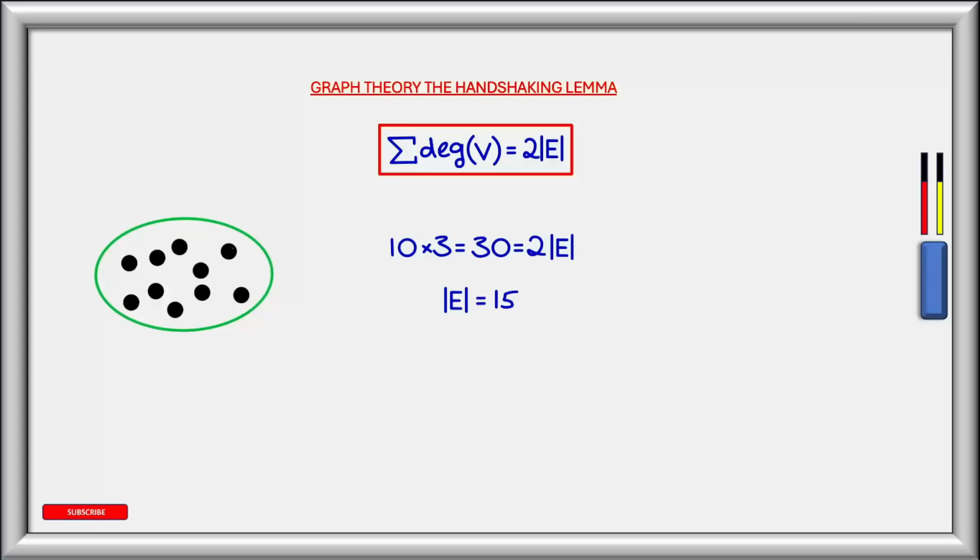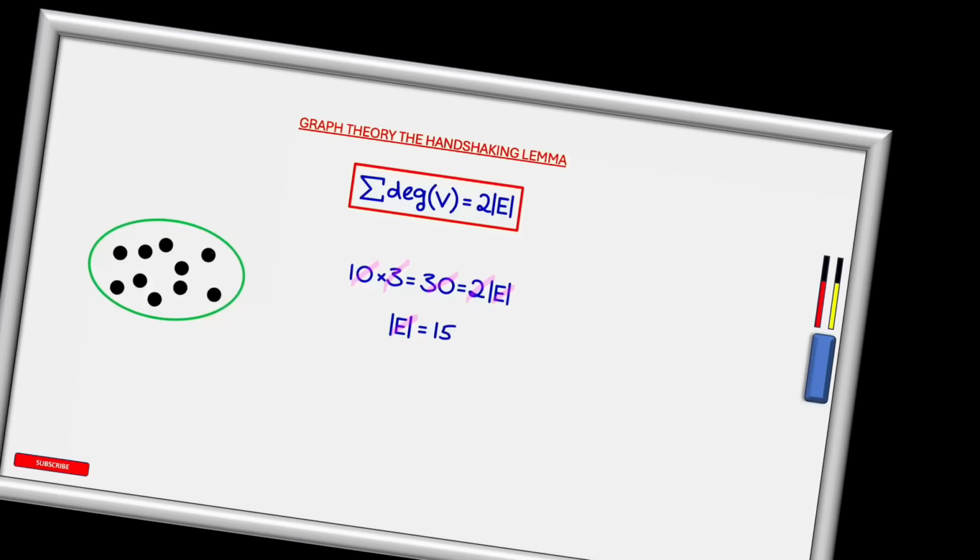So if we think of people as vertices on the graph, we have 10 people and we know that each of them has shaken hands 3 times. So the sum of the degrees of the vertices is 10 multiplied by 3, which gives us 30. And we know that this number is 2 multiplied by the number of edges, which in this case are handshakes. In this case, the number of edges is 30 divided by 2, which equals 15.